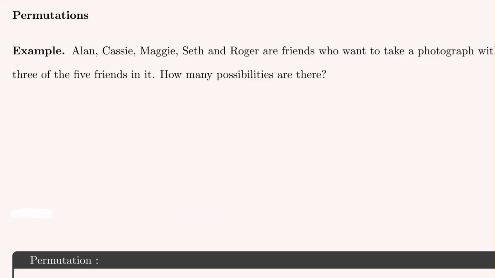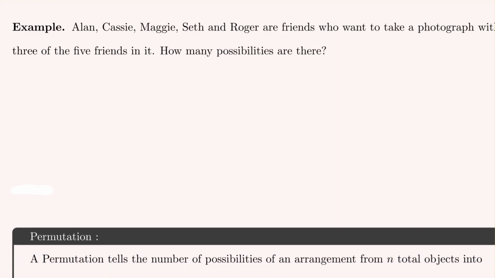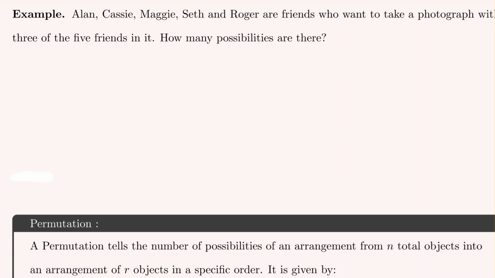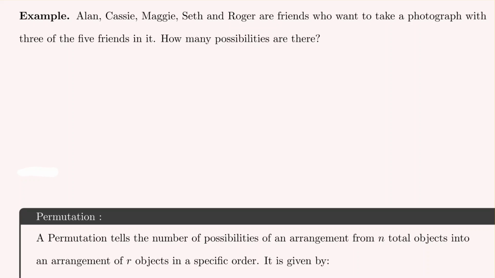Let's now introduce the idea of permutations. We'll begin with this example. Suppose that Alan, Cassie, Maggie, Seth, and Roger are friends who would like to take a photograph with only 3 of the 5 possible friends in it. So of the friends listed, not everybody will be in the photograph. They are curious that if only 3 individuals at a time were in the picture, how many different ways could they end up taking the picture?